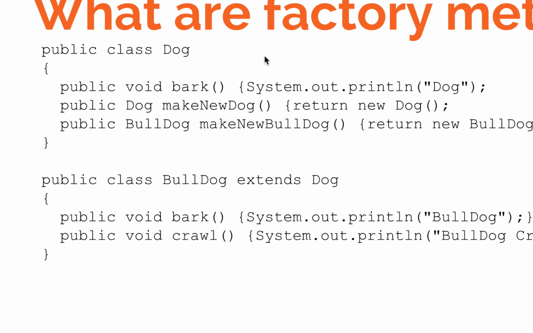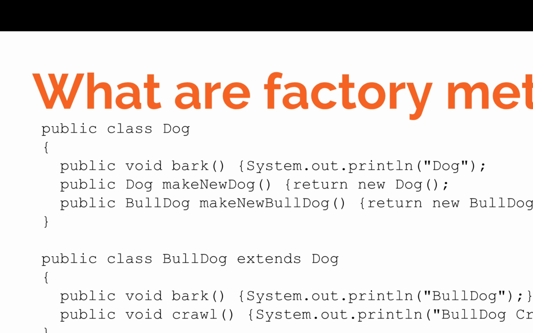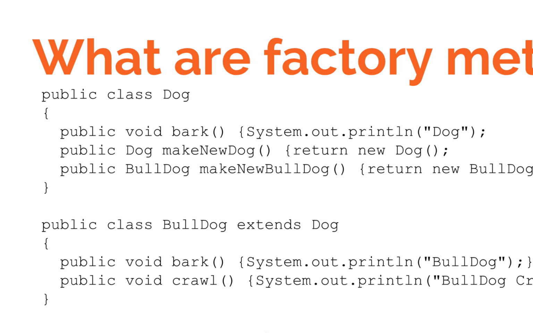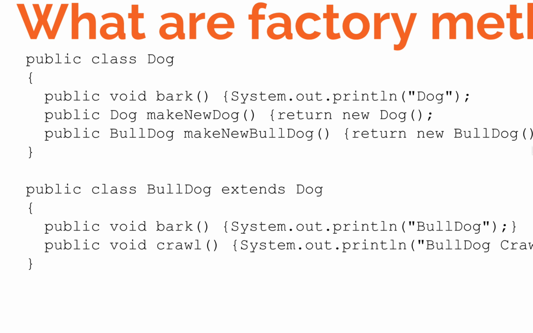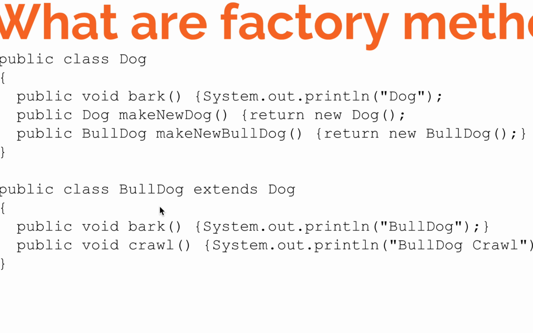So I have public class Dog. It has a method public void bark. It has a method public Dog makeNewDog. It has a method public Bulldog makeNewBulldog. Okay, so the dog can make a new dog and a new bulldog, and this returns a new Dog and a new Bulldog. The Bulldog can just bark and crawl. Basic. Cool. All right.